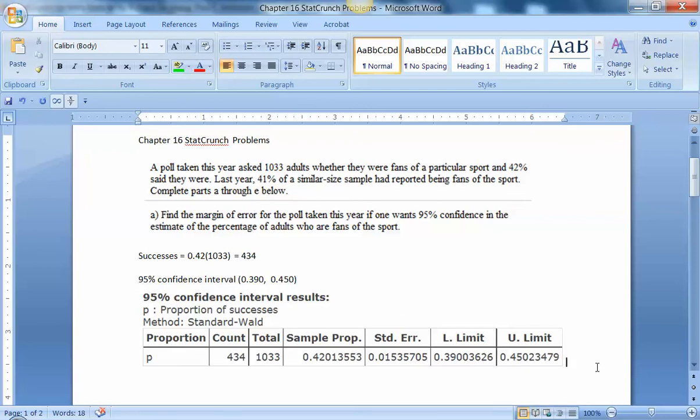So they want you to find the margin of error. If you remember, margin of error is simply equal to 1/2 the width of the confidence interval. So in my case here, I'm going to take 0.450, subtract 0.390, and divide by 2. On my trusty calculator, I come up with 0.03, so 3% if I change it to percentages. So the margin of error for this particular problem is 3%.